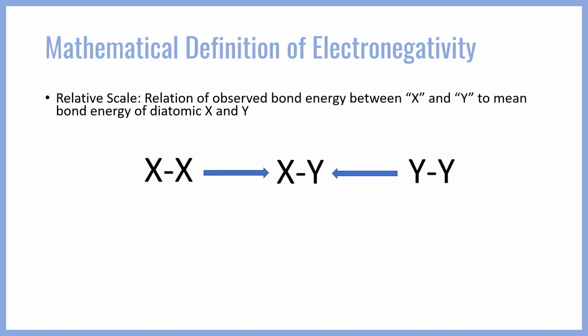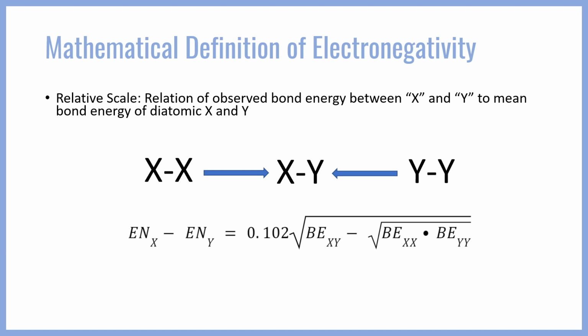Specifically, what we're going to do is compare the bond strength between the atoms X and Y, measured in kilojoules, to the energy of the bonds between two X atoms to themselves and two Y atoms to themselves. We can represent that information through the following equation, which is a little bit complicated, but we're going to break it down. The term on the left gives us the electronegativity difference between two atoms, X and Y. Now, this term here is going to be the geometric mean of the bond energies of X and Y, respectively.